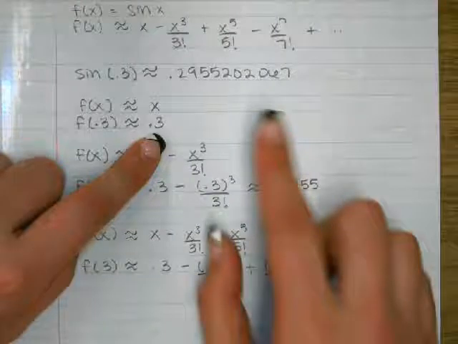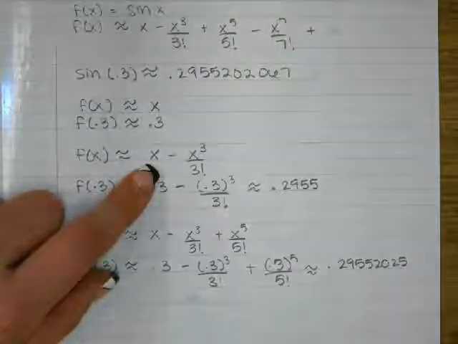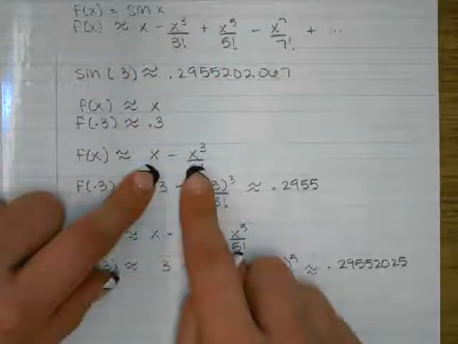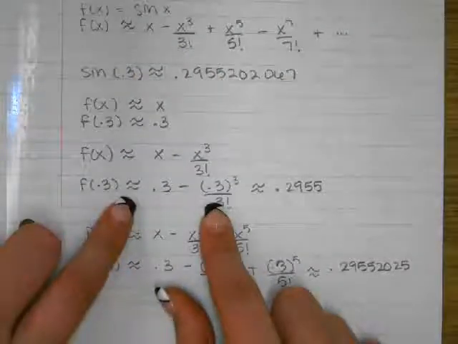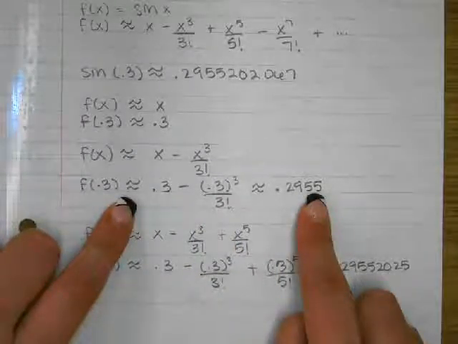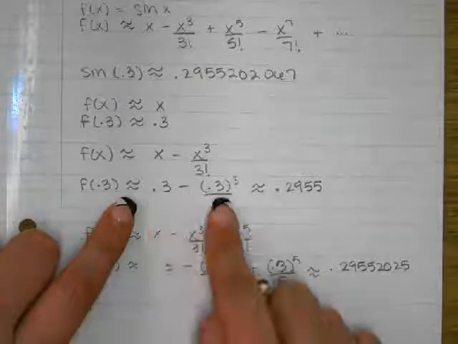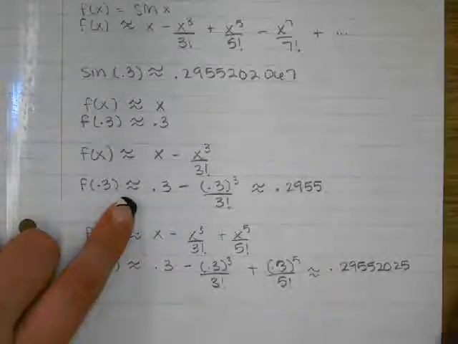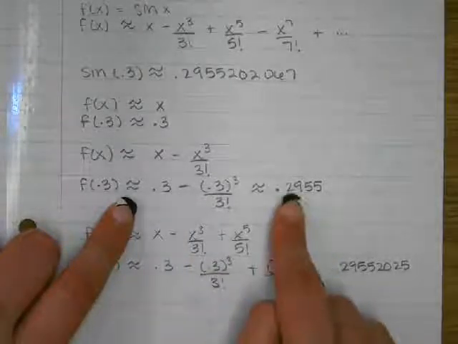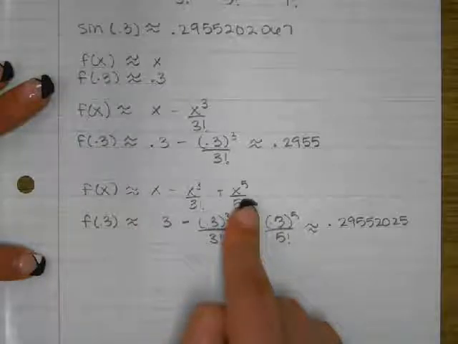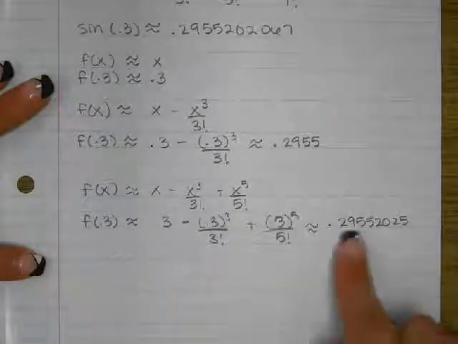Then, to get a more accurate representation, I said, all right, let's take the first term and the second term. So I wrote the first and the second term out, I plugged 0.3 in, and when I evaluated it, I got 0.2955. Now, because I've got more terms of my polynomial being used, my decimals are a little bit more accurate. So my evaluation is a more accurate representation of what the curve actually was, right? If I include the first three terms, then I notice if I plug in 0.3 that my answer here is even more accurate.